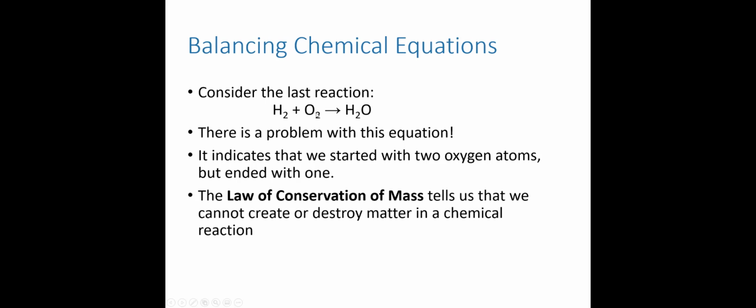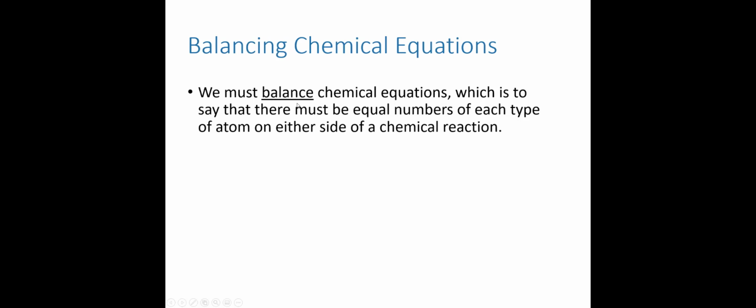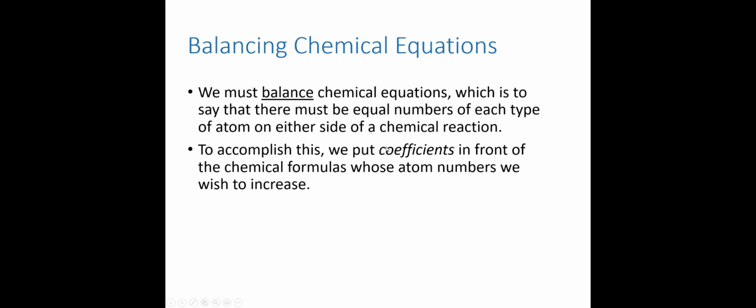So we can't just document the chemical equation this way. We have to show that in fact we are ending with the same amount of oxygen that we started with. The technique we use to accommodate that is what we call balancing. We balance to show that there are equal numbers of each type of atom on either side of the equation. The process for balancing is to put coefficients, which are just simply numbers, in front of the chemical formulas, so to the left of the formulas. And those are going to multiply all of the atoms that are in the formulas to increase them.